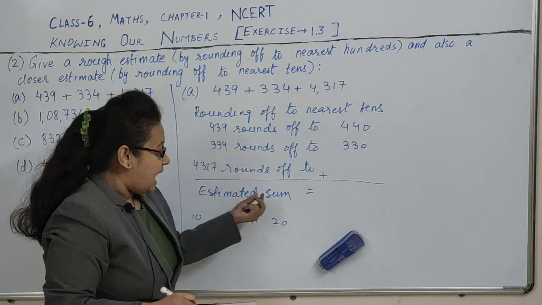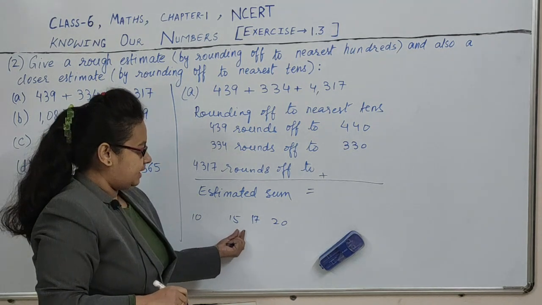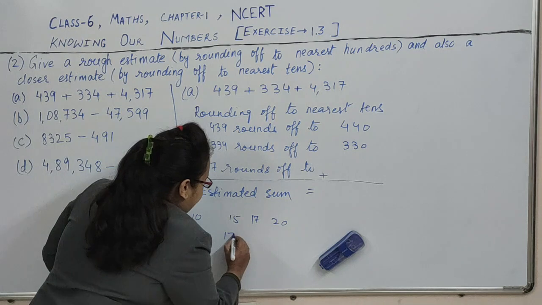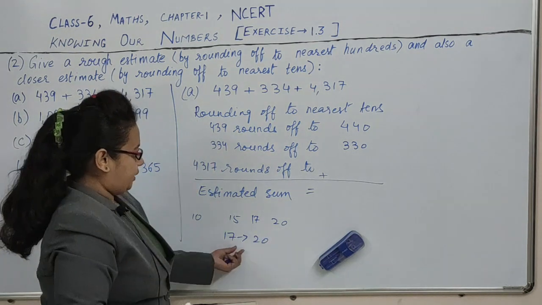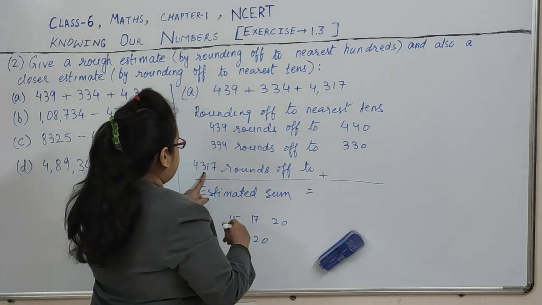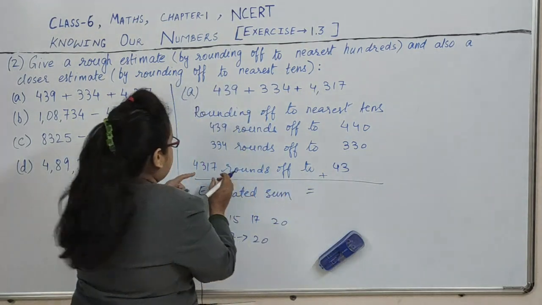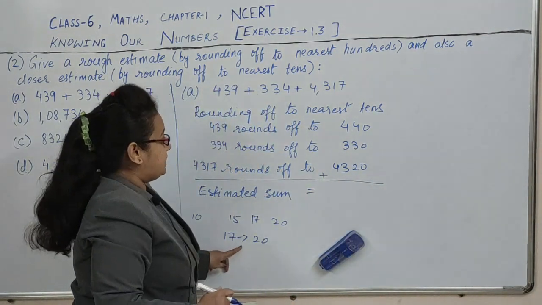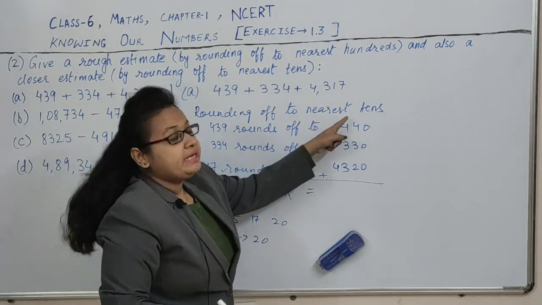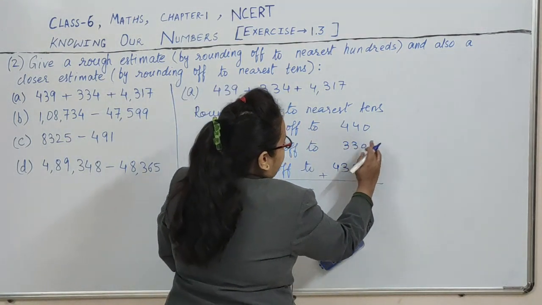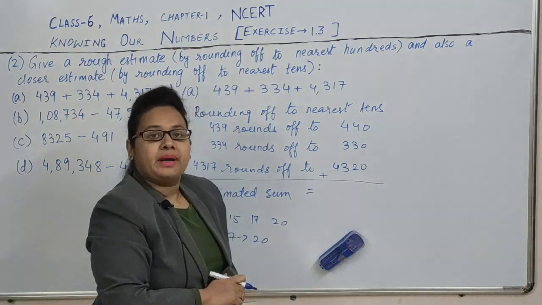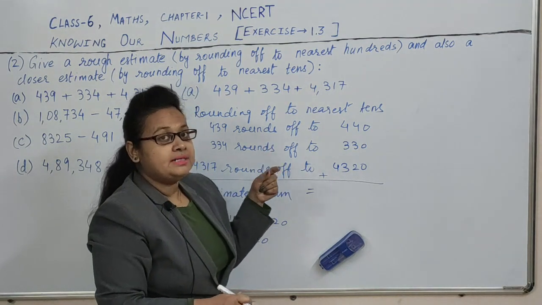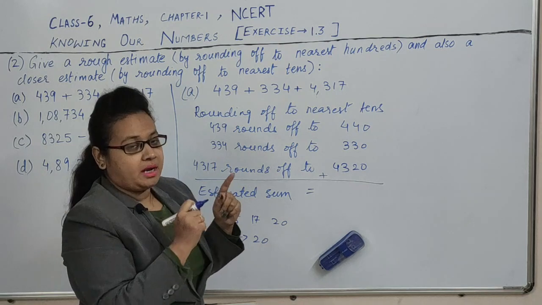And 17 lies after 15, means it is greater than the middle number, and it is closer to 20. So 17 will be rounded off to 20, to the nearest tens. So what happens? This 3 will remain as it is, and 17 is rounded off to 20 to the nearest tens. See, again, when we are rounding off to the nearest tens, the ones digit becomes 0. The ones digit becomes 0 when we round off to the nearest tens. When we round off to the nearest hundreds, ones and tens, both the digits become 0.